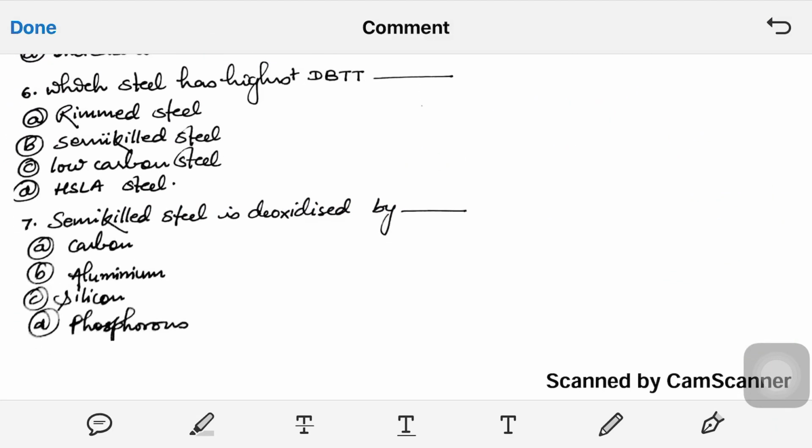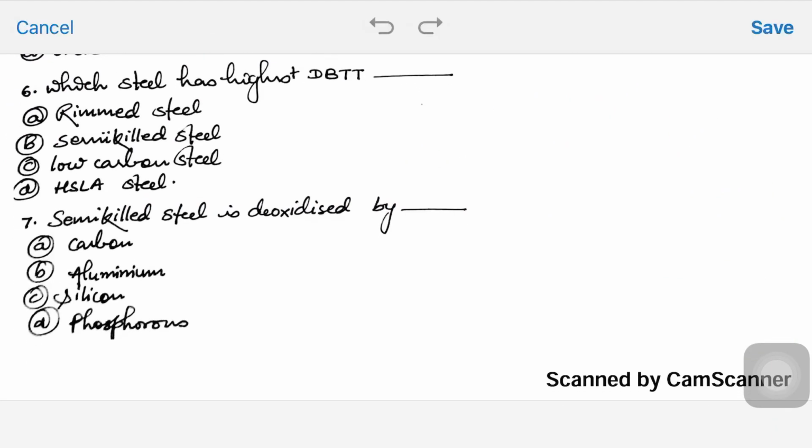Now let's see question number 6. Which steel has the highest ductile to brittle transition temperature? First is rimmed steel. A rimmed steel has high iron oxide content. That is very high iron oxide content, and if there is more oxygen or oxide, then DBTT of course will be very high. It can show brittle nature even above the room temperature. Okay, so it is very brittle in nature.